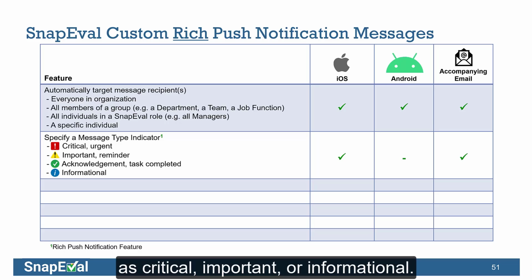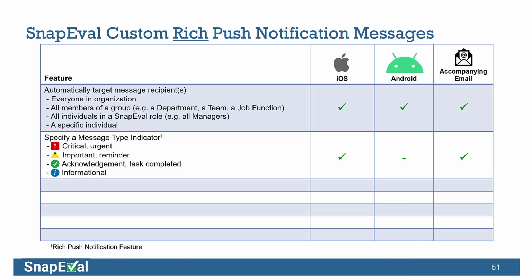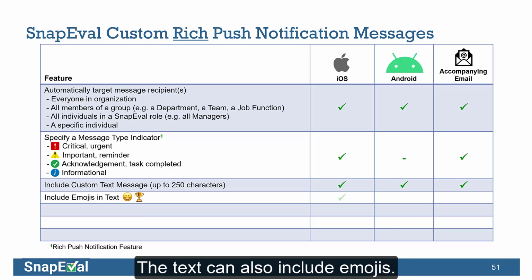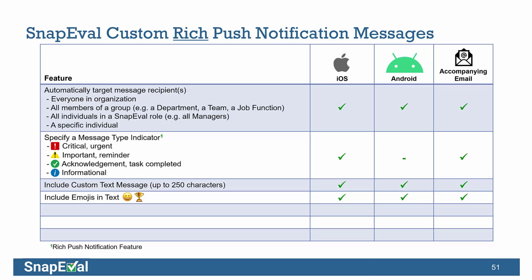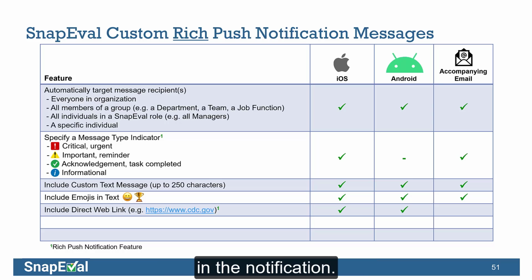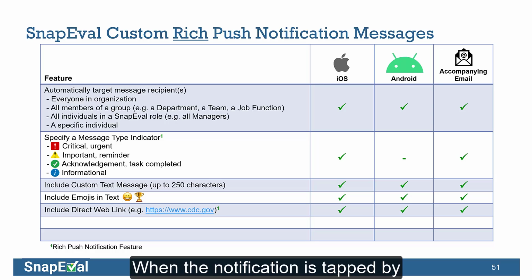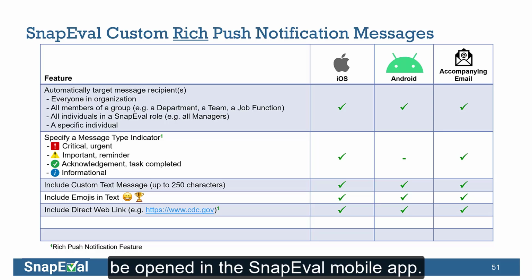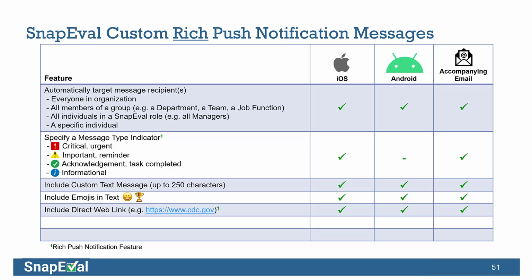The SnapEval administrator can select a message type for the notification, such as critical, important, or informational. Up to 250 characters of text can be included in the push notification. The text can also include emojis. A web link can be included in the notification. When the notification is tapped by the smartphone user, this web page will be opened in the SnapEval mobile app.